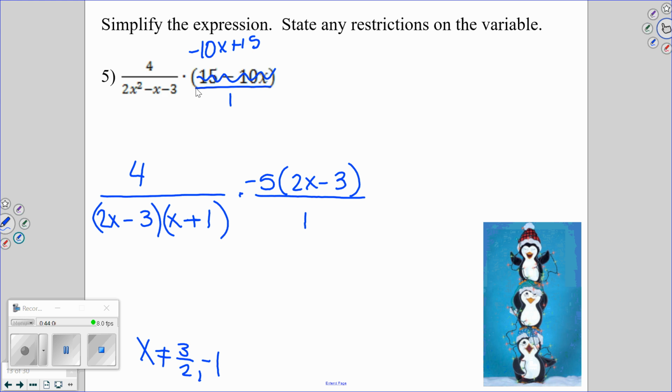Okay, so where are we at now? I can cancel 2x minus 3. And that's it. So here's where people make the biggest mistake of them all. What's on the top? Which would give you what? Negative 20. What do you think people tell me? They tell me negative 1.